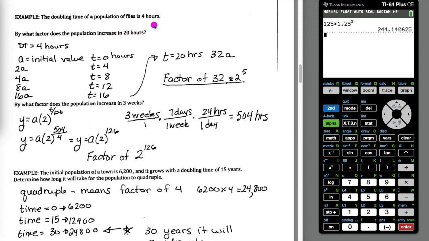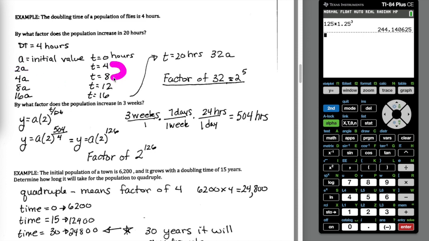Now, I recognize that I can make a table of values here because 4 divides into 20 evenly. So I'll be able to just make a table and then look at what my factor is at 20 hours. But I'm actually going to show you another way to do that as well in the next part. So my double time is 4 hours, and A is my initial value at 0 hours. So in 4 hours, if I start with A, I'm going to end up with 2A because it's going to double, right? From 0 to 4, that's 4 hours, so A is going to double to be 2A.